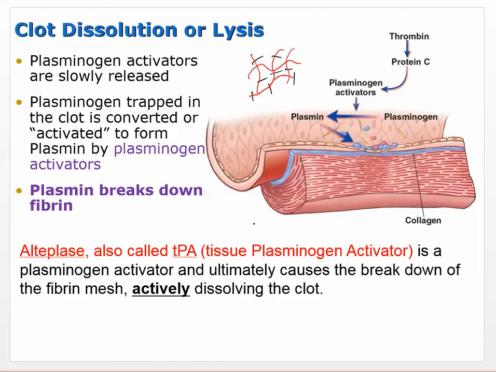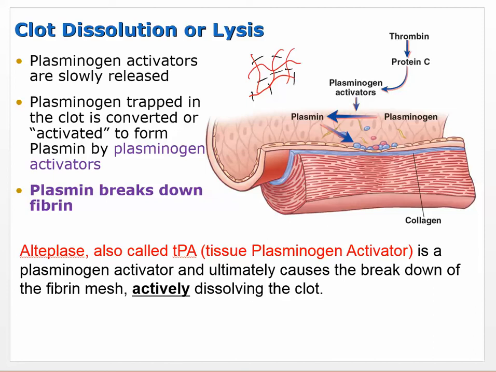It's activated by something called plasminogen activators, which makes sense. And alteplase, also called TPA, is a plasminogen activator. Okay, so it activates that plasminogen, causes the breakdown of the clot. There are other plasminogen activators. Tissue plasminogen activator is the one that's used, though.